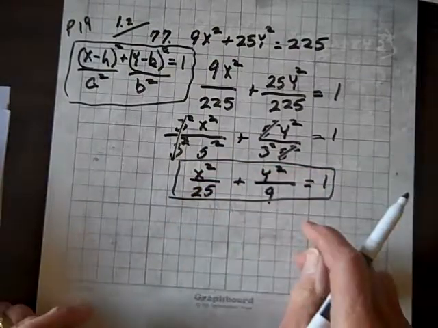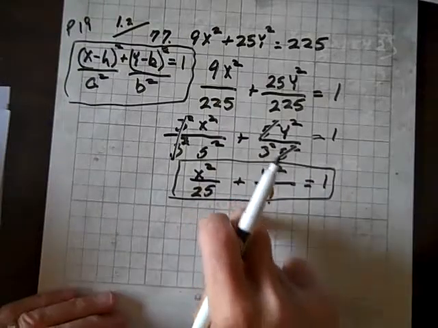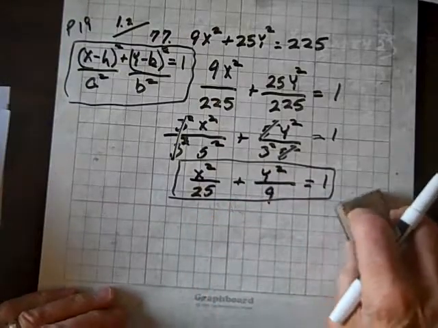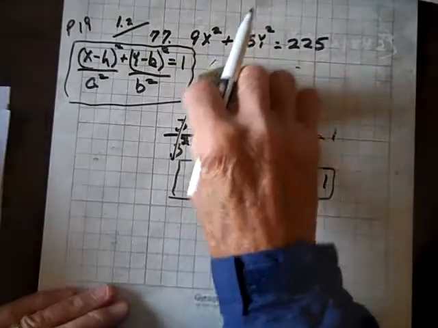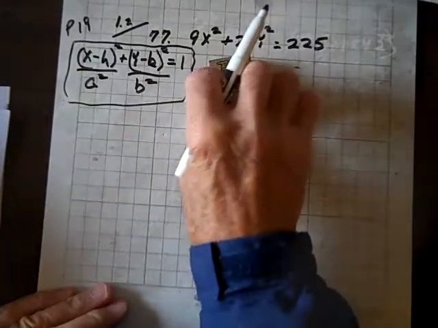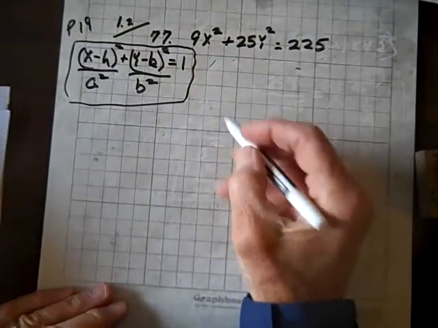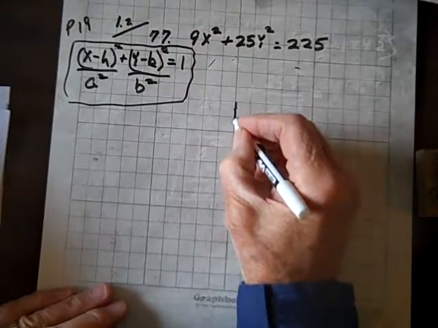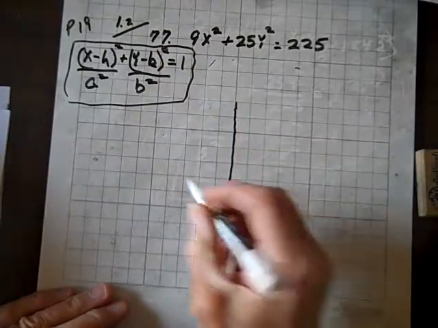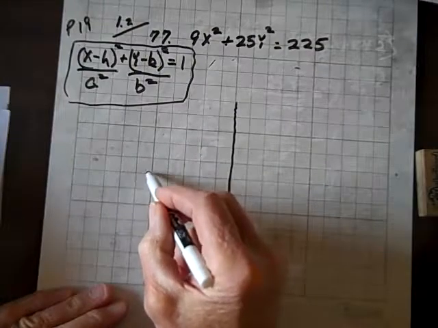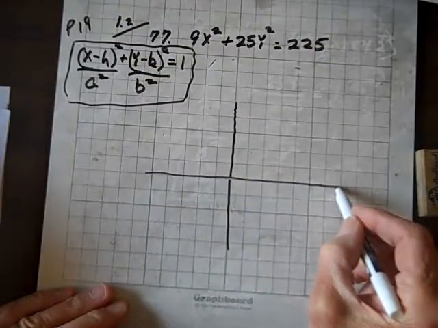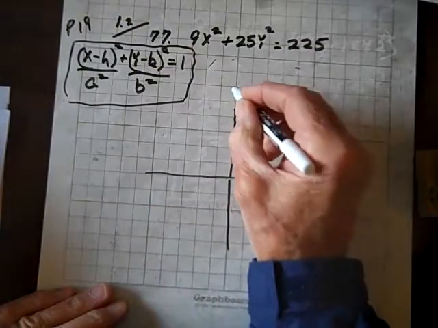So the next issue is, I'm going to erase that. We have to graph this thing. Well, let me show you the easy way to graph that. And we know it's going to be an ellipse. x and y.